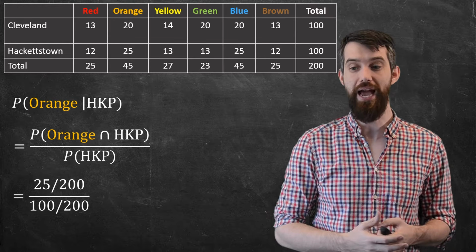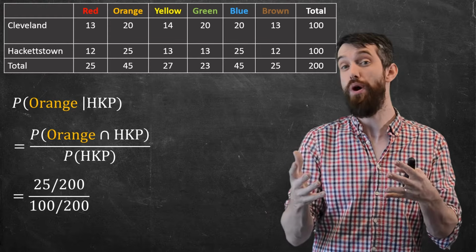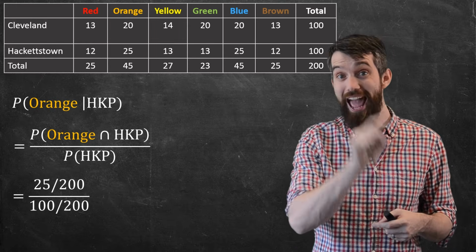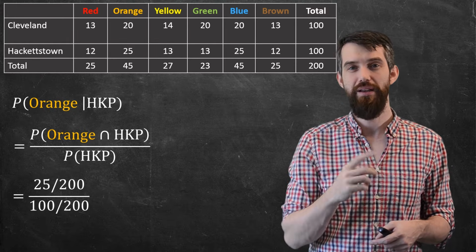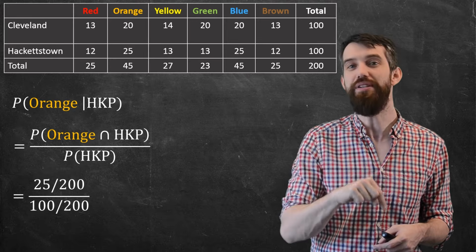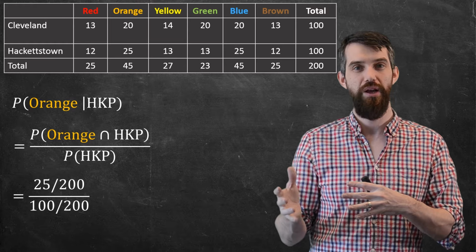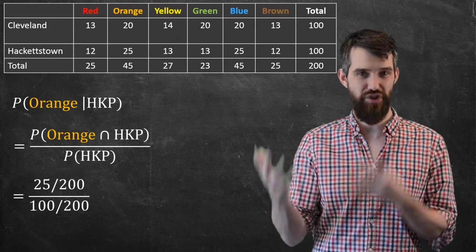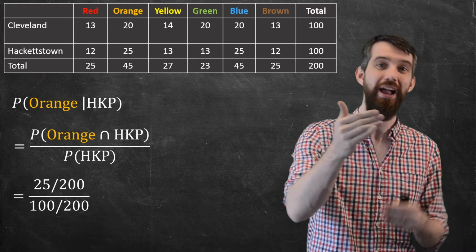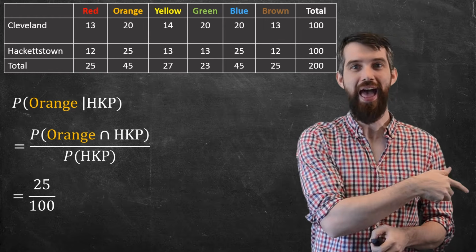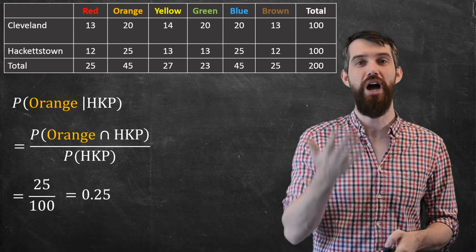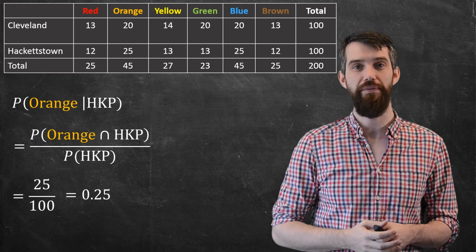So again, what we're going to get here is 25 over 200 on the top, the 25 that are orange and from the Hackettstown plant, divided by 100 over 200, the 100 M&Ms divided by 200 total. When you're dividing by the total number, the 200 appears in the numerator and the denominator. We can cancel that. And so what are we left with? 25 over 100, just 0.25.